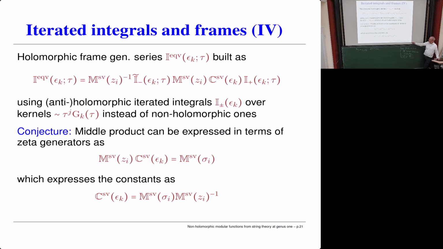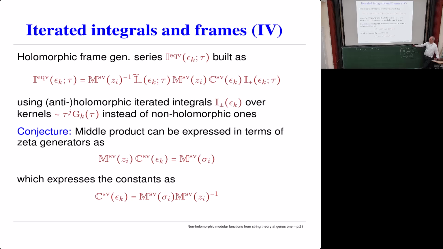So this is a purely algebraic identity. There's no tau anywhere in here. And this gives you a strong restriction between these generating series. And in particular, you can just take this combination here, solve it for C_SU of epsilon, of course, by putting the m to the other side.